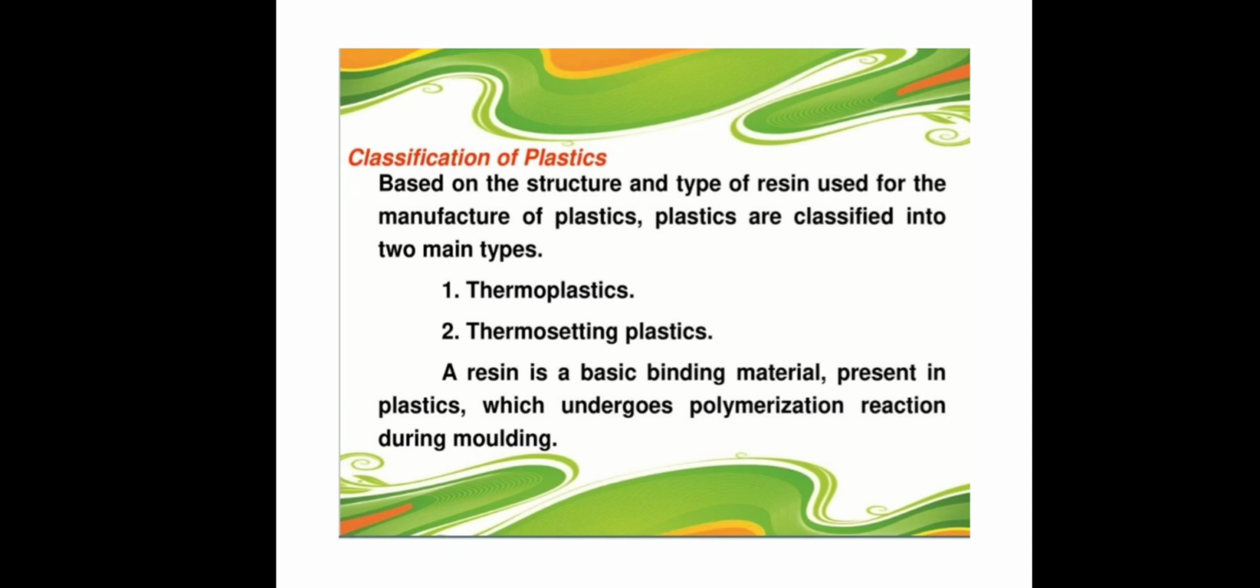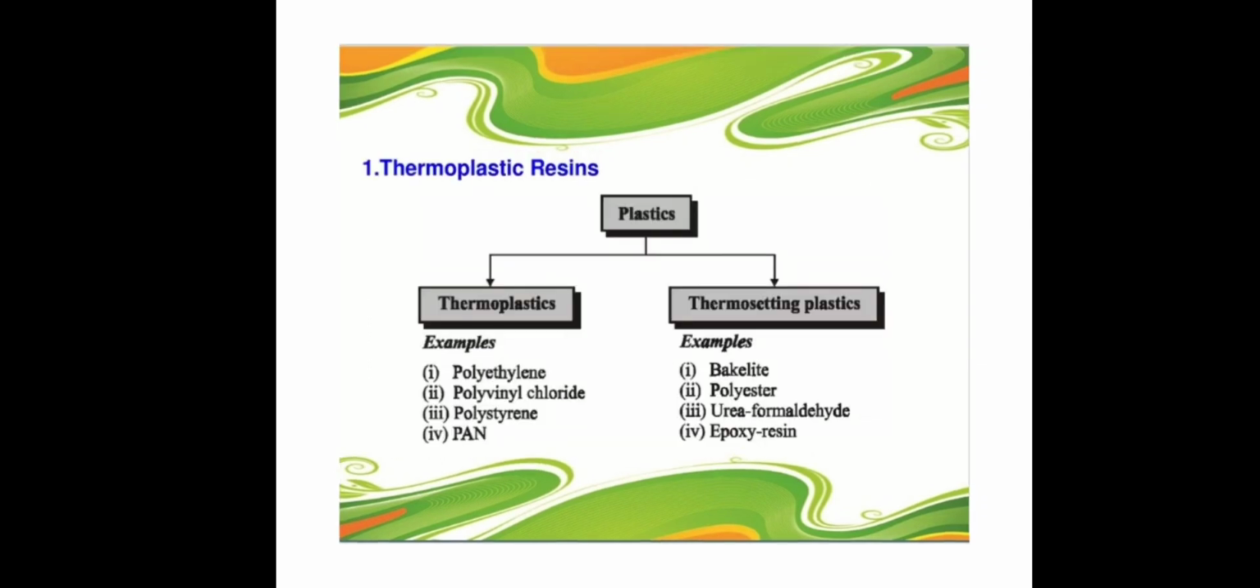Classification of plastics. There are two types of plastics. One is thermoplastics, another one is thermosettings. Thermoplastics examples: polyethylene, polyvinyl chloride, polystyrene, and PAN, polyacrylonitrile. These are examples of thermoplastics. And the thermosettings: bakelite, polyester, urea formaldehyde, and epoxy resins. Epoxy resin is made from epichlorohydrin and bisphenol.